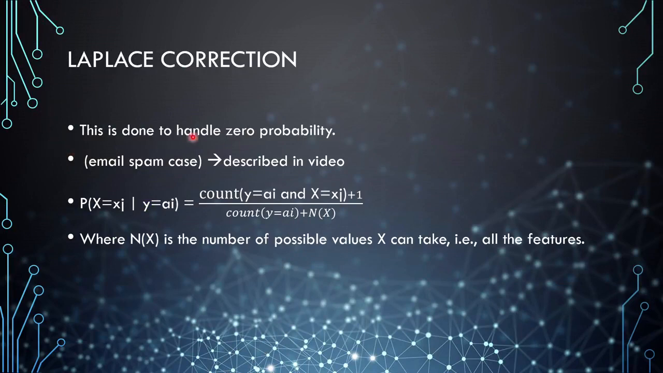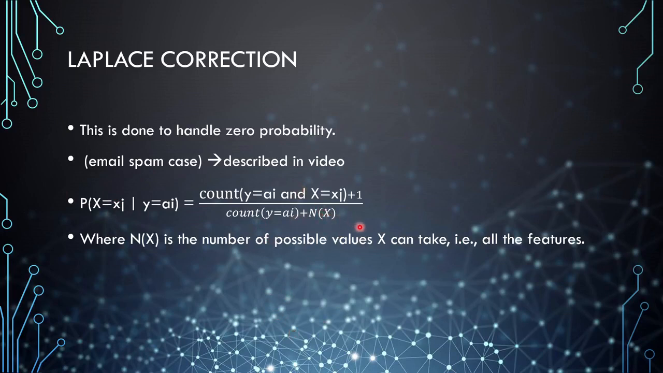This is the email spam case I described just now. So it's just a convention that the probability of xj given y equals ai: we will basically do the same thing, and to the count of y equals ai, we will just add one, and add the number of possible values that x can take, right? That is all the features, the superscript x I was talking about. There were n of them, so if there are n features, the capital N of x will simply be n.